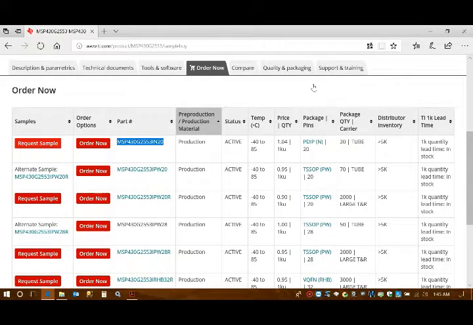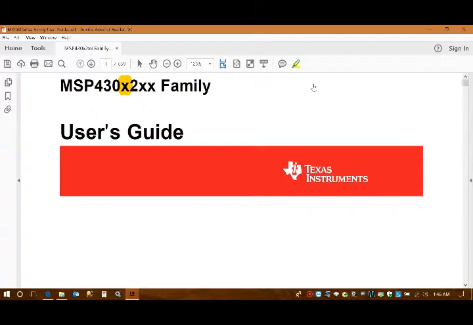Otherwise you can have a lot of channel partners who can sell you these ICs, and they don't cost much, right? So going back to our topic, this X part is now explained.